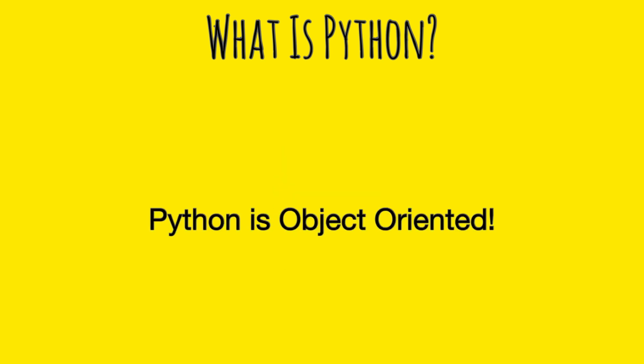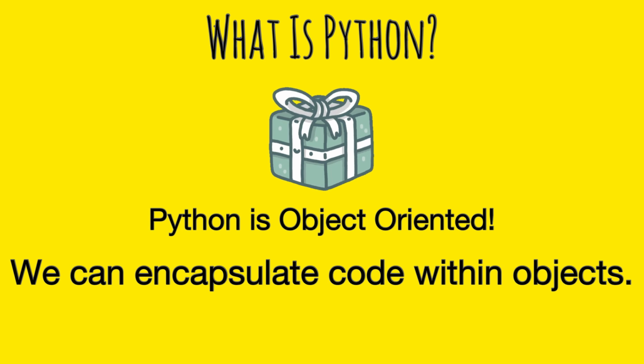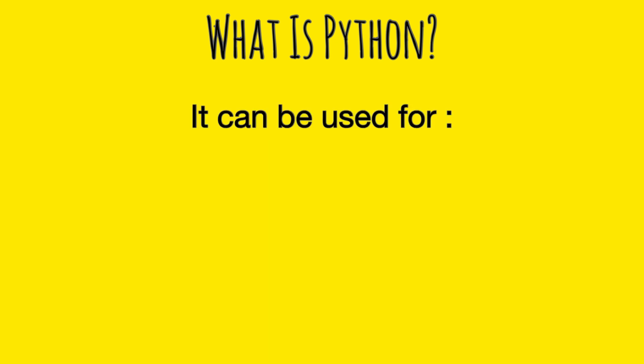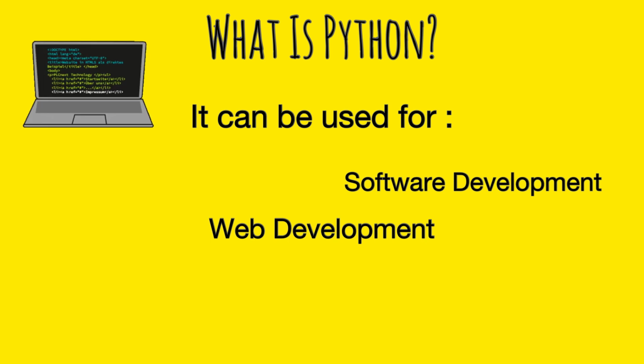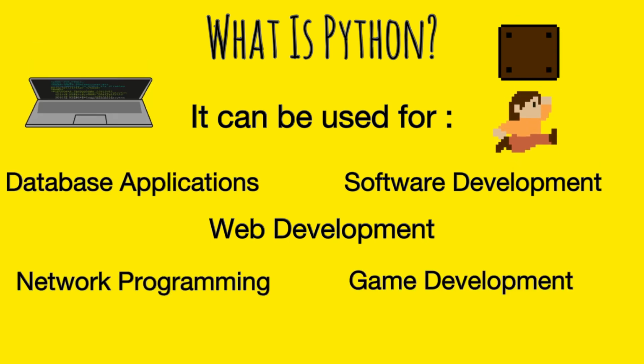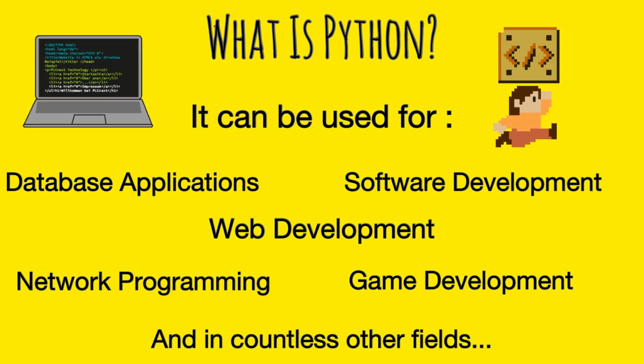Python is an object-oriented language, which means we can contain our code within classes and objects, and hence we can remove the redundant code and can use the same code throughout our program. Python can be used to develop websites, softwares, enterprise applications, database, business and network applications, game development, and countless many other fields. So now comes the question, where to code and how to execute.